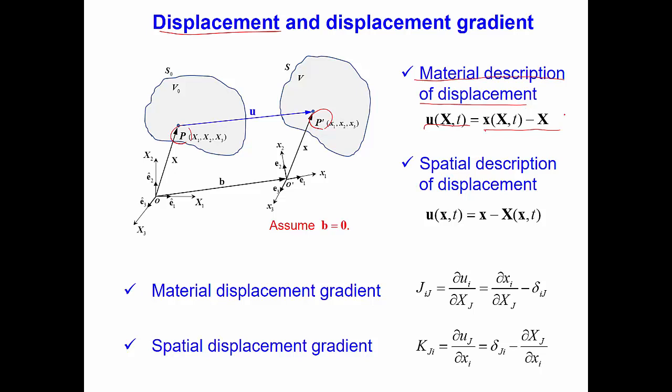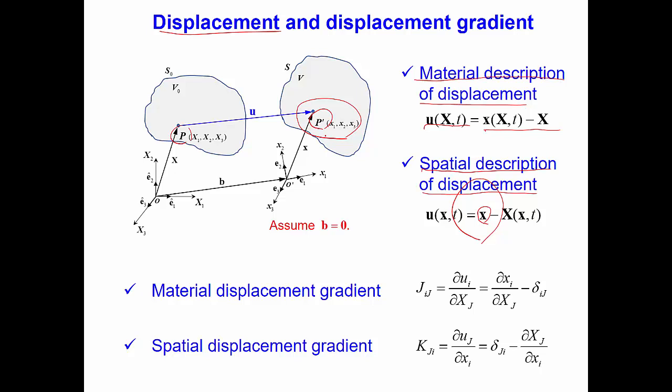The second way of describing the displacement is a spatial description of displacement, which uses a function of spatial coordinates. So that means in this case, the displacement is described in terms of the current coordinates.